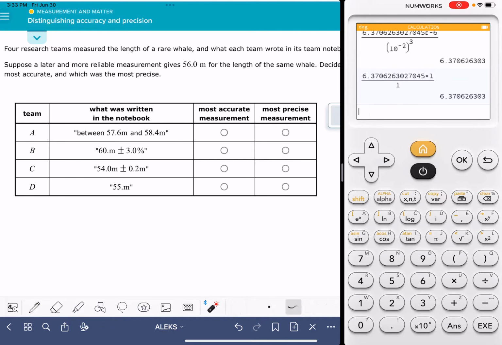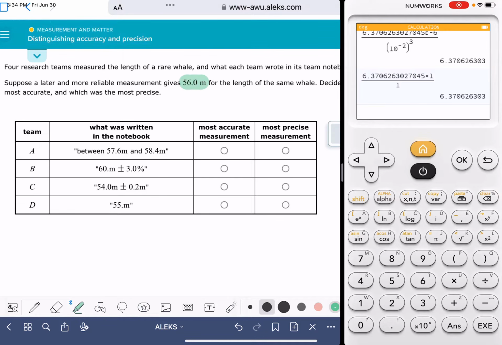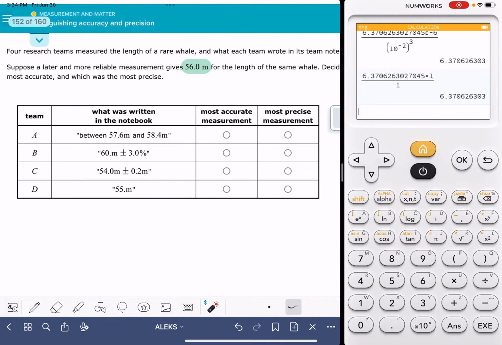In this video, I'll show you how to solve the ALEKS problem called Distinguishing Accuracy and Precision. This problem is going to give you 4 different measurements for a particular number. It's also going to give you the actual value of the number, and it wants you to identify which one of these measurements is the most accurate and which one is the most precise.